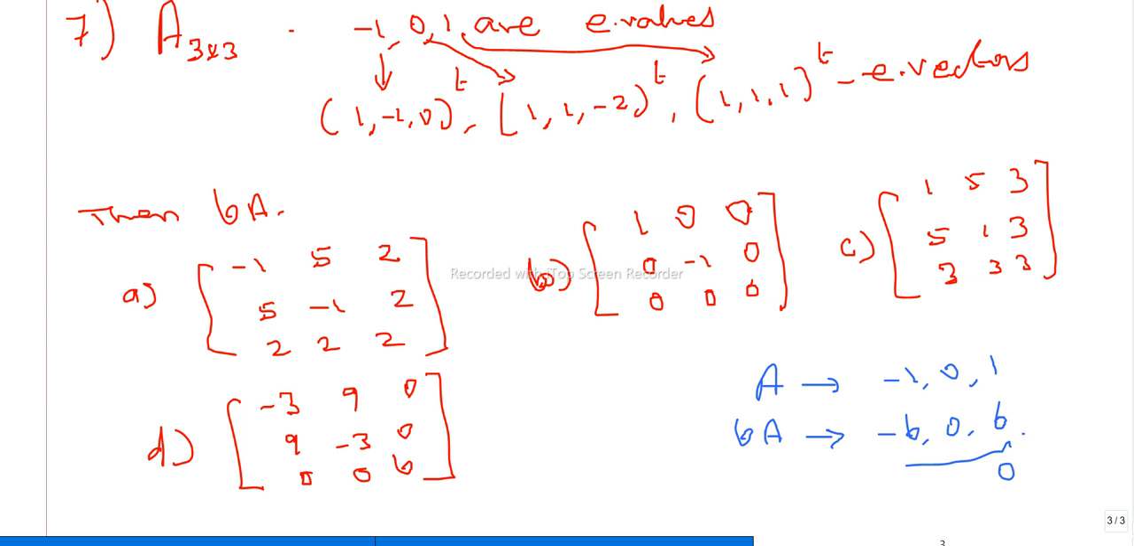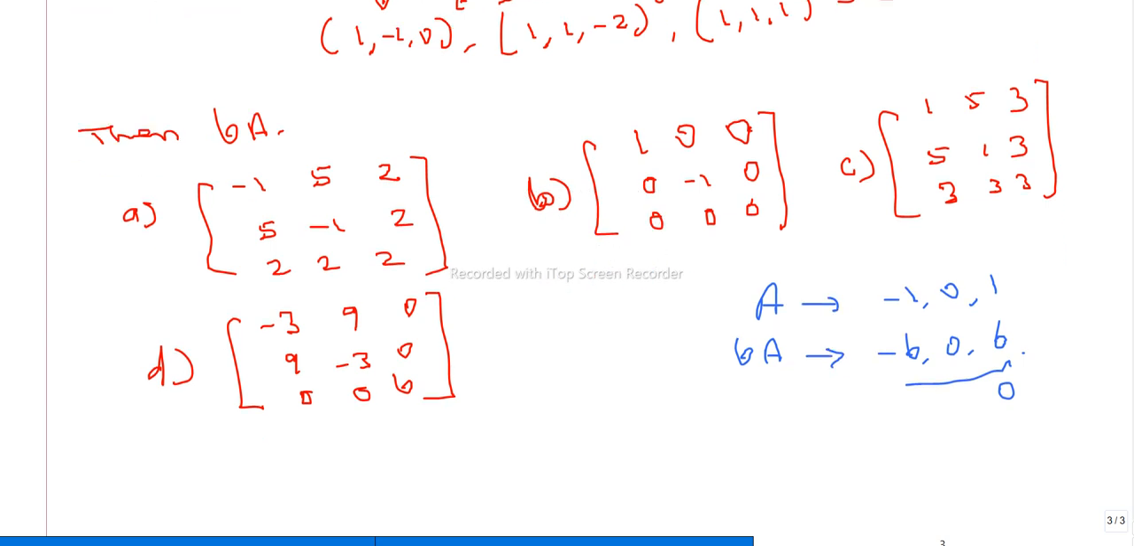Therefore you first have to eliminate those matrices whose trace is non-zero, because the trace of 6A should be 0. Look at option C: the trace is 5, therefore it is non-zero, so this is not the answer. For all the others, you can sum and you will get trace 0. Therefore all the others are possible, but we don't know which one is correct.